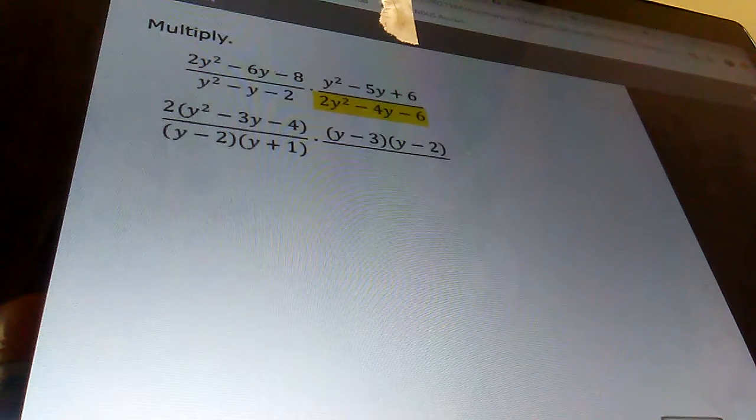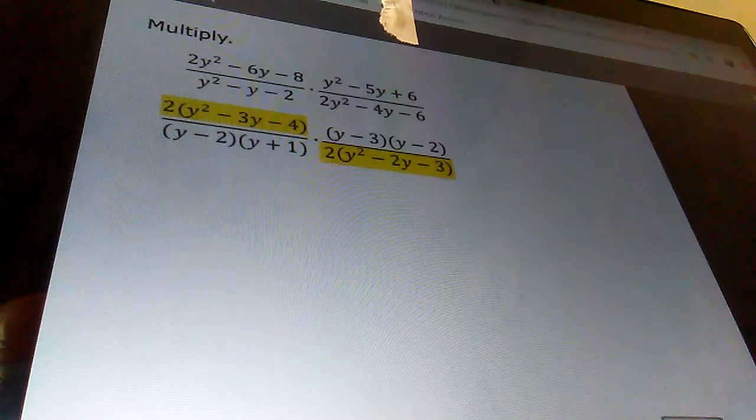Now let's look at the denominator of the second fraction. Notice that we have a greatest common factor. We can factor out a 2, which leaves us with y squared minus 2y minus 3. But we need to make sure that we are in the completely factored form before we start dividing out common factors. Notice that we can still factor the numerator of the first fraction and the denominator of the second fraction.